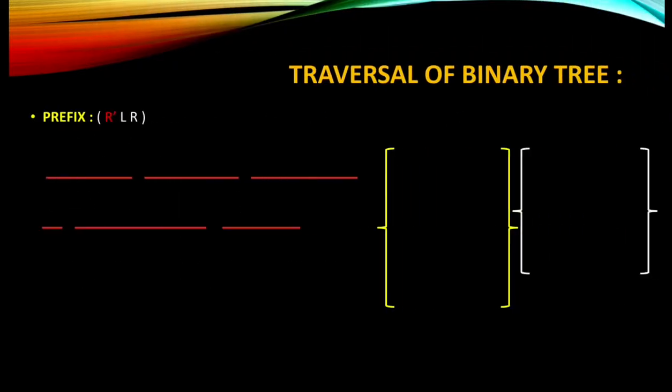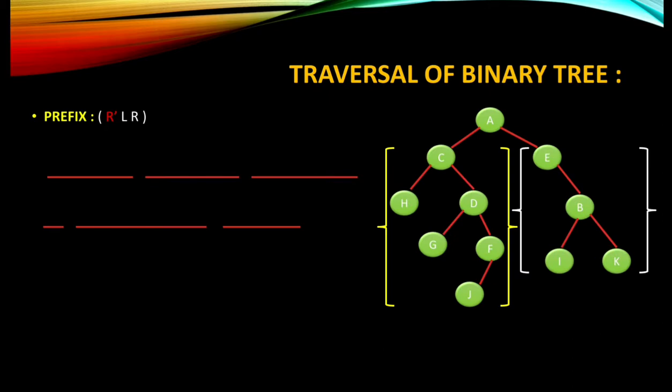Now moving further. Now see, traversal of binary tree. It is a topic inside the binary tree where we can visit our nodes one by one in a particular order. How? We are having three orders. Number one is prefix. Pre means we are fixing root in front of left and right. Left and right both are subtrees.